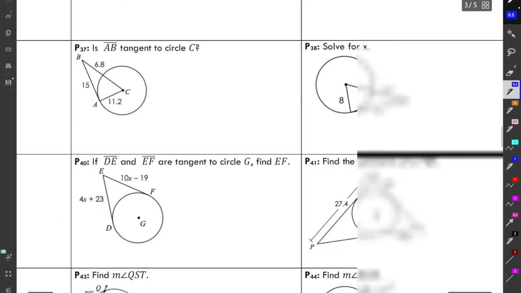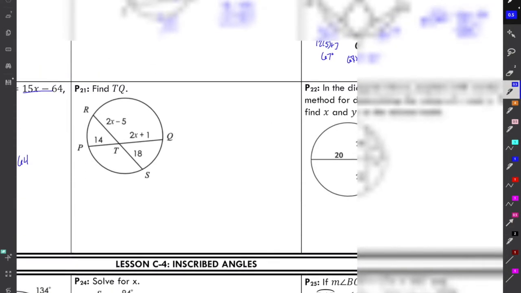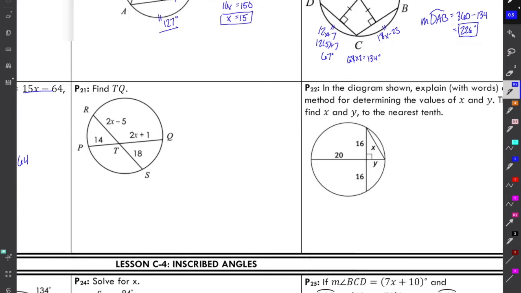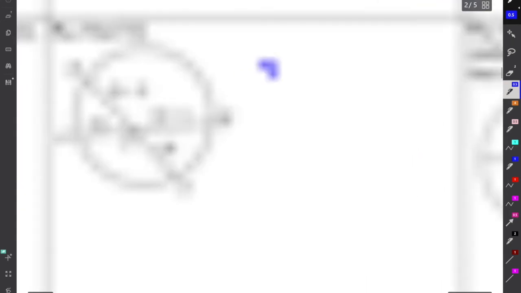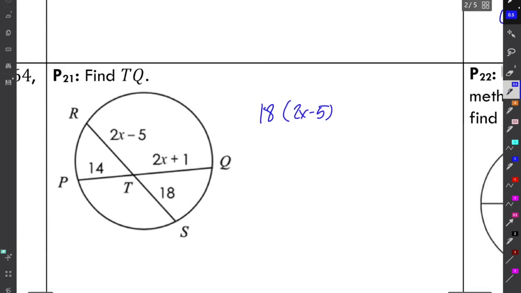Number 21. All right, so here we are. We'll have 18 times our 2x minus 5. That's going to equal the multiplication of the other two parts, 14 times 2x plus 1.